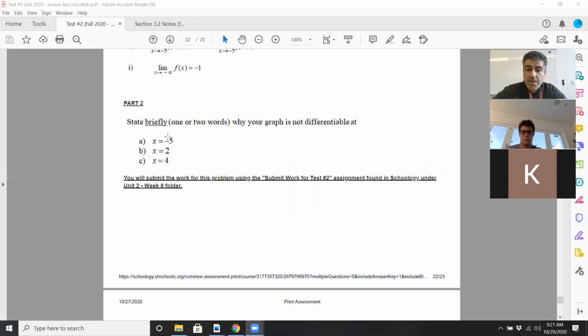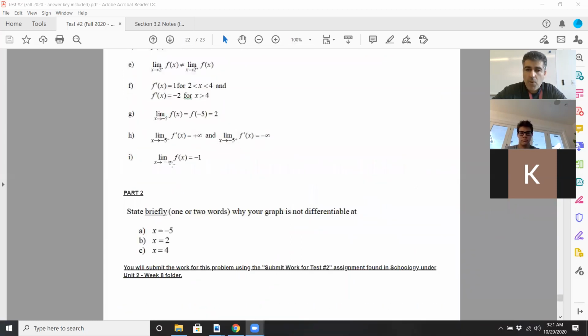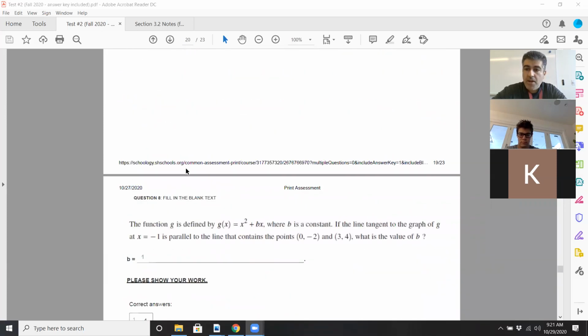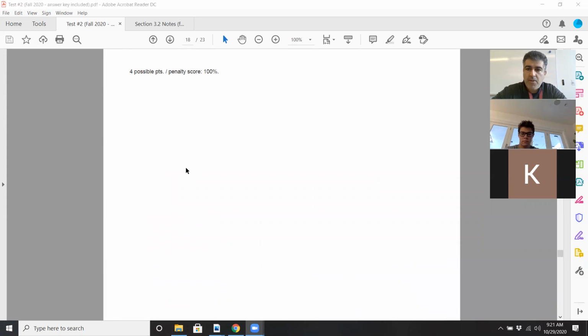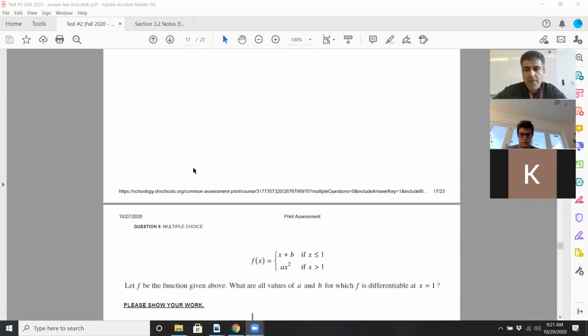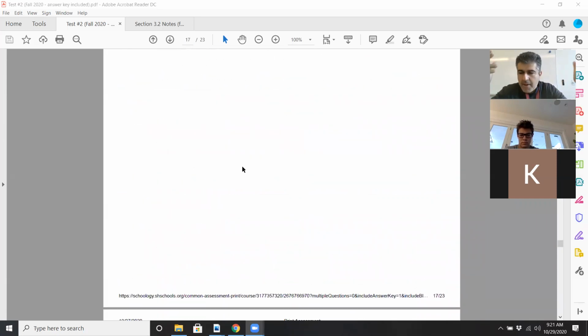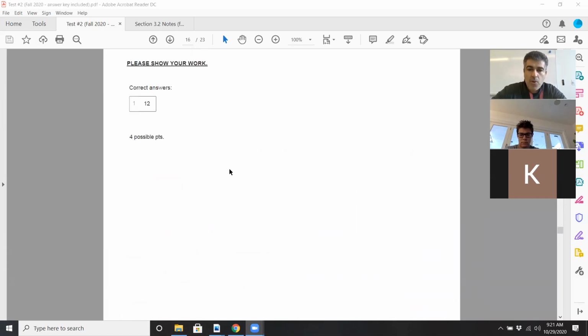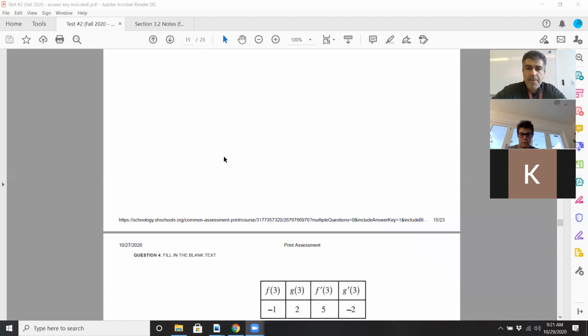Again, -5 was a cusp, 2 was a jump discontinuity, and 4 was the corner. For the most part, I feel like you guys have mastered this stuff. And I didn't do it as a cookie cutter. I wasn't like, here's a bunch of derivatives, find them, blah blah blah. I actually forced you to think deeply about this. So you guys are totally getting this stuff. Very happy about this.